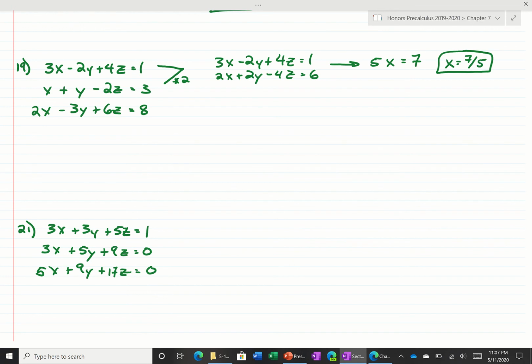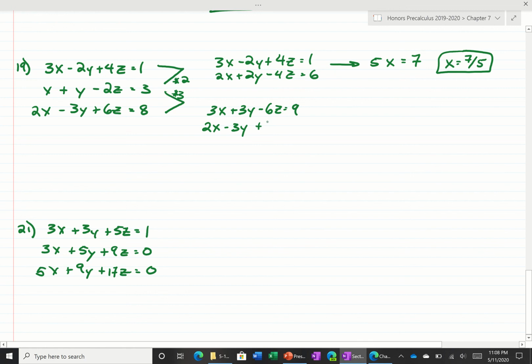So let's see, we have a few different options we could take. I'm going to go ahead and do the same thing with this, just to see what happens here. I'm going to multiply the middle equation by 3. And we get 3x plus 3y minus 6z is equal to 9. 2x minus 3y plus 6z is equal to 8. So combining those, we'd get 5x is equal to 17. So x would be 17 over 5.